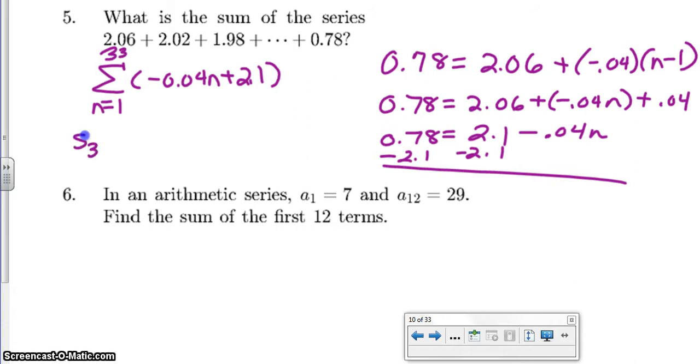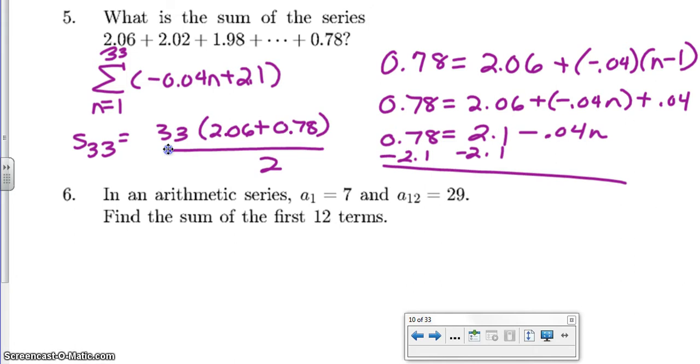And S33 is equal to 33 times 2.06 plus 0.78 divided by 2. So Mrs. Rose goes 2.06 plus 0.78 divided by 2, and then multiply that by 33, and I get the answer of, that's right, 46.86. All right, let's look at number 6.